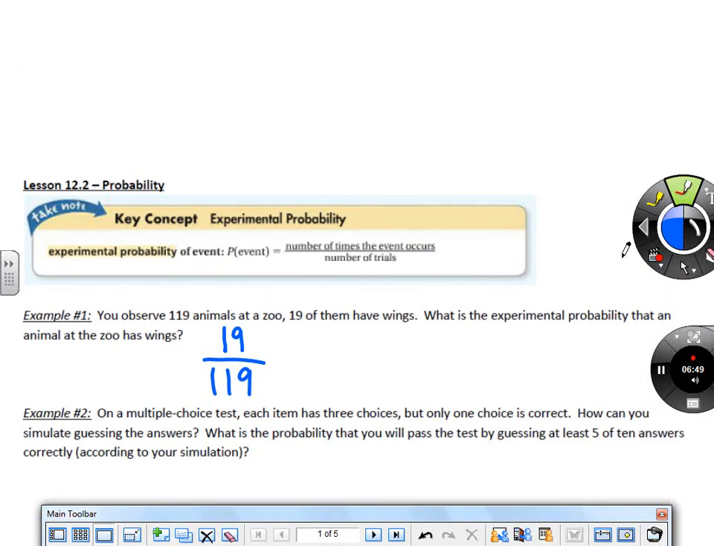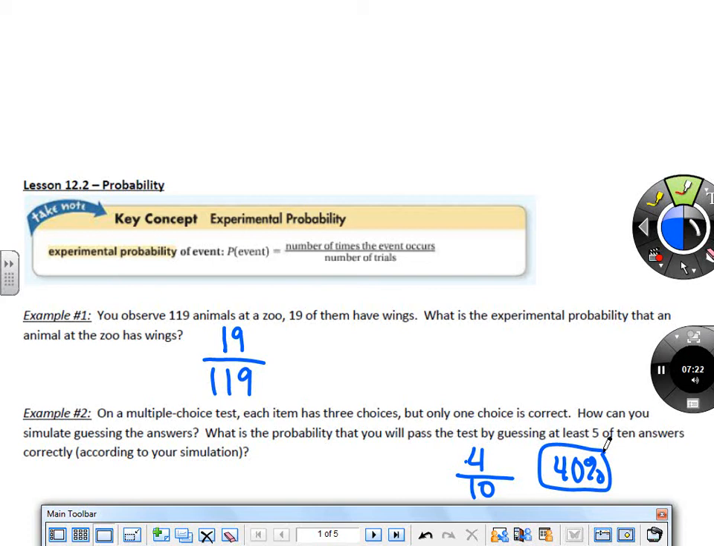Okay. What is the probability you will pass the test by guessing at least 5 of the 10 answers? So according to our information and our data, we had 10 trials, so that's our total number of simulations. And then we had 4 times that 5 or more were correct. So we would say the probability is 40% that you would get at least 5 of 10 answers correct. But again, this is not theoretical. This is strictly experimental based on our simulation.